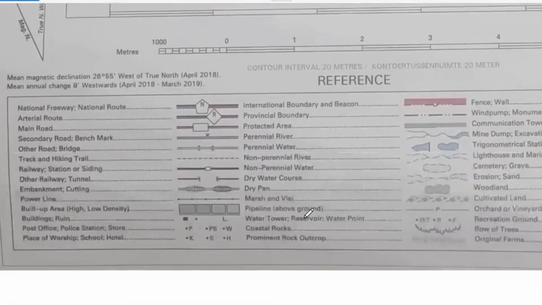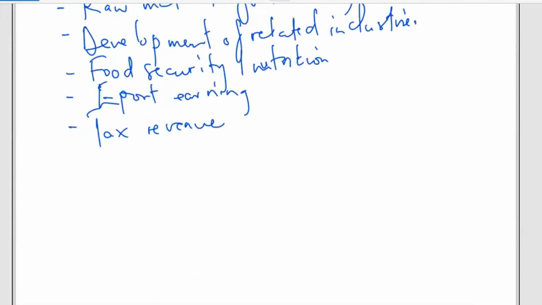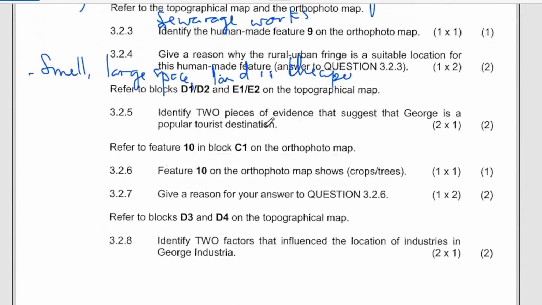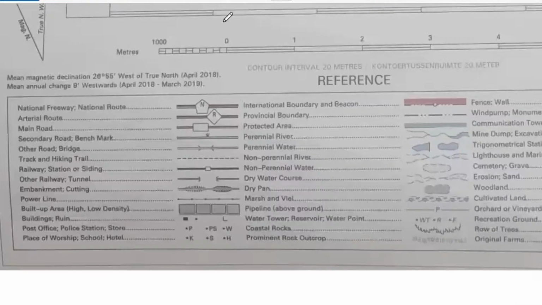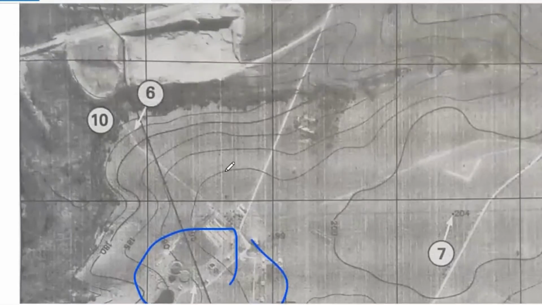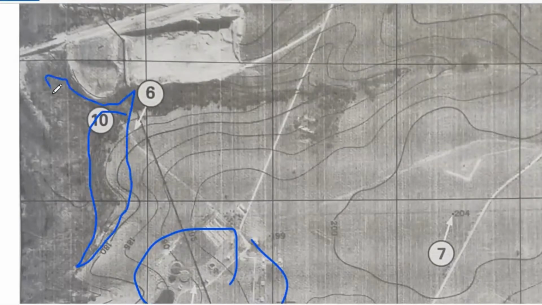Right. The next question we need to look at is a question on, refer to feature 10 in block C1 on the orthophoto map. The question asks what the feature being shown there on the orthophoto map is. We can try to check here. Our orthophoto map, what is it giving us? We want the feature 10. Right, this feature here. That is where 10 is.